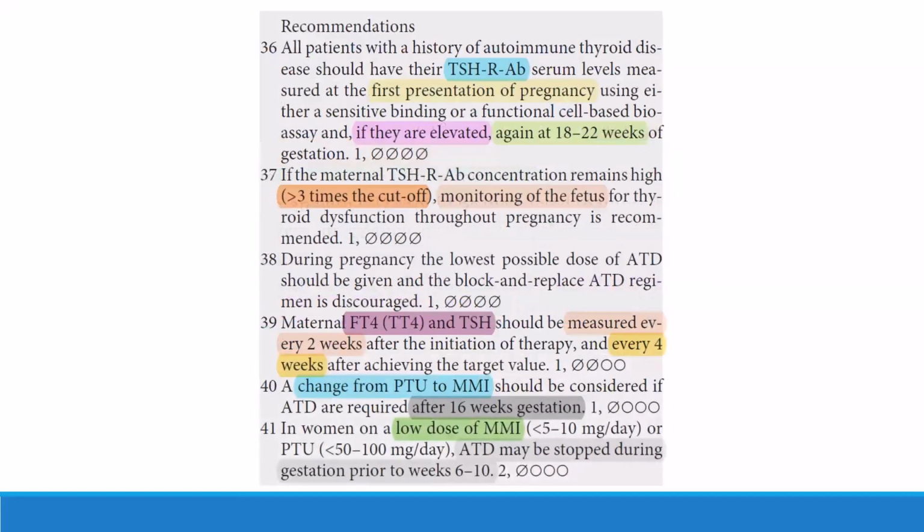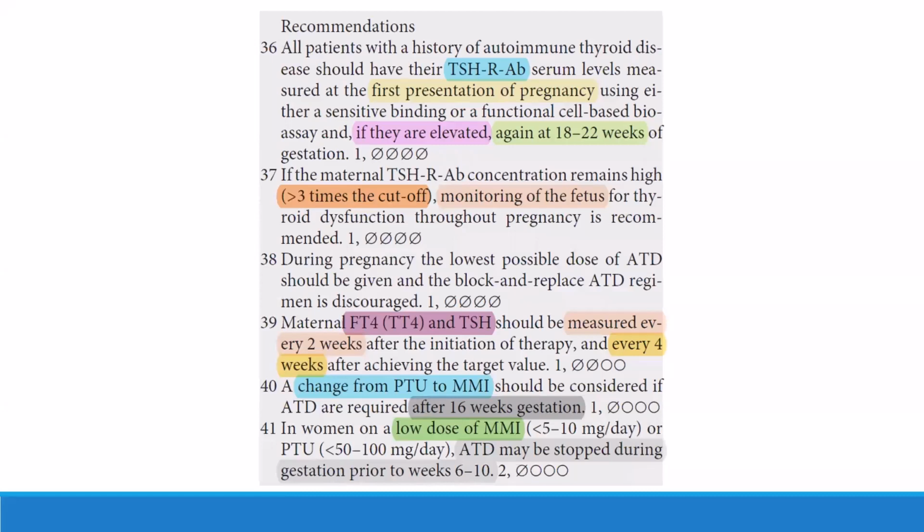And also the TSH receptor antibody is a very important marker during pregnancy. So in any female with a previous history of Graves' disease who gets pregnant, even if she was treated by antithyroid drug or radioactive iodine ablation, we should assess the TSH receptor antibody because it needs a very long duration to be cleared from the blood.